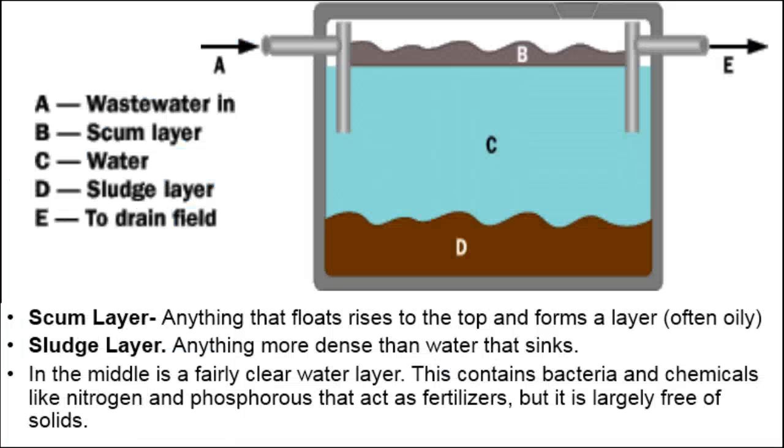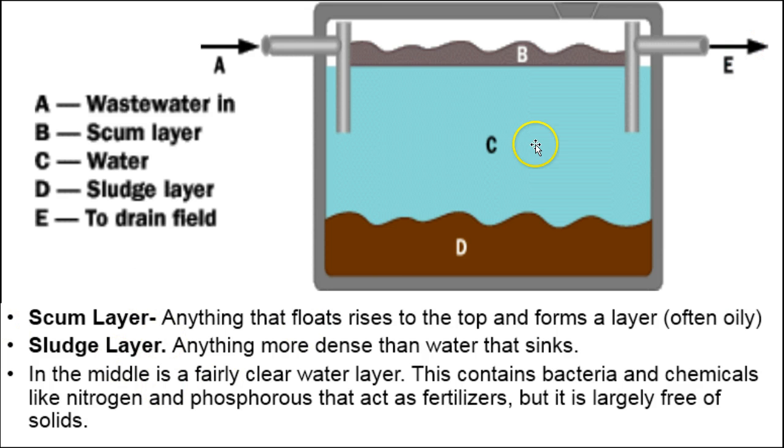Once you're in the septic tank, that water is going to settle into three main layers. The scum layer is anything on top, so it's often going to be those nonpolar oily things, the less dense things. The sludge layer is on the bottom. It's anything that's more dense, so it's going to sink. And in the middle, you have a layer that looks like fairly clear water, but it has a lot of things dissolved in it, so it's really not very clean. This is the part that goes back out into that drainage field.